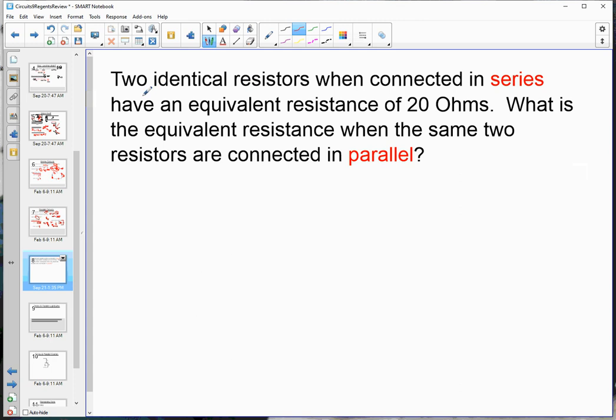All right, this little beauty says two identical resistors. Two identical resistors are connected in series, and they have an equivalent resistance of 20 ohms. What would be the equivalent resistance if you took the same two and put them in parallel? Why don't you take a moment to think about that?